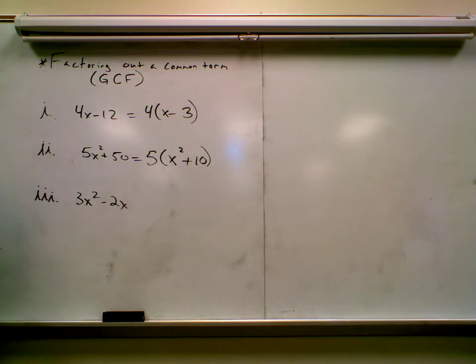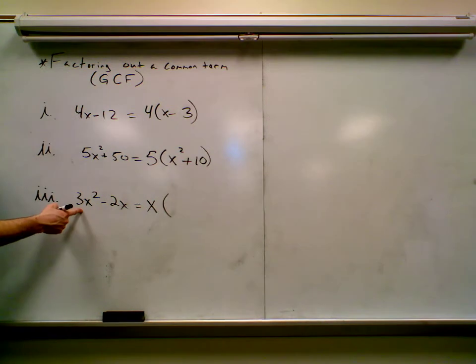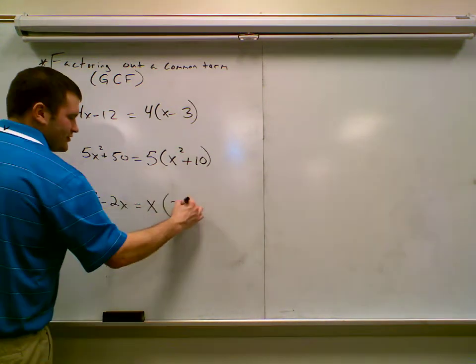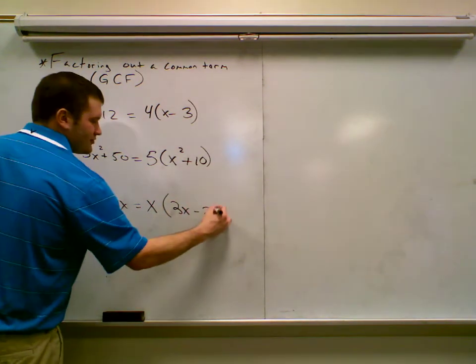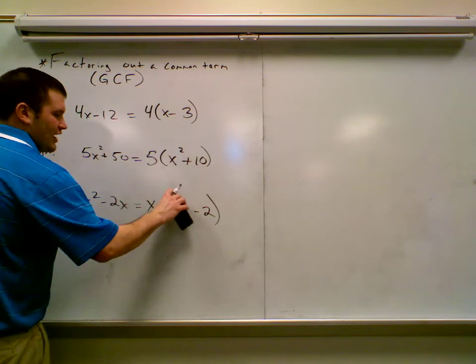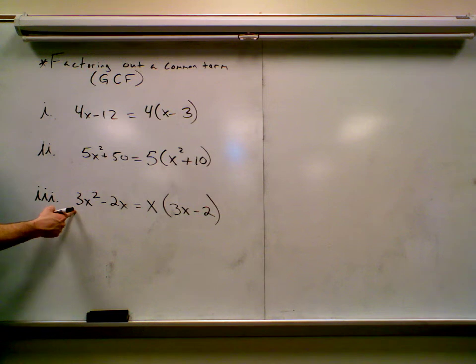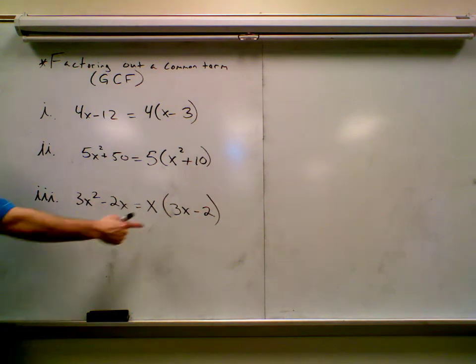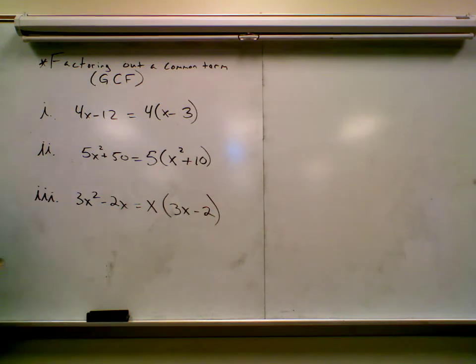Okay. 3x squared minus 2x. Common factor, what is it? X. 1x, right? So if I take an x out, this becomes 3x. Good. This becomes negative 2. You don't get that one? Okay. If I divide this by x, it cancels out the squared, right? This is 3x. If I divide this by x, it cancels the x.